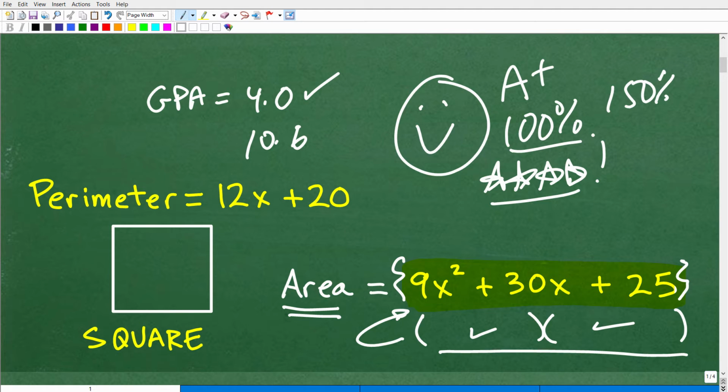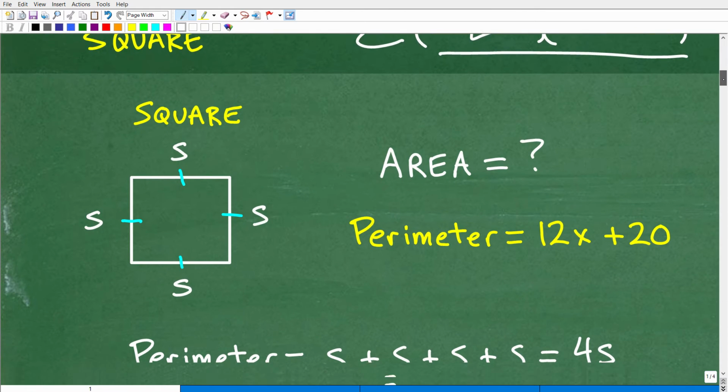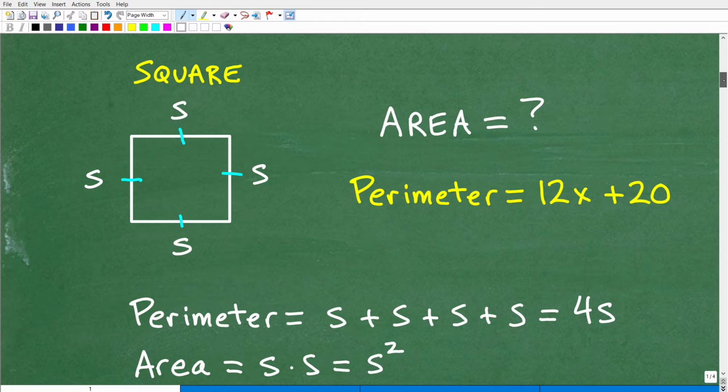Let's go ahead and get into the solution to this problem. All right, so here we go. Here we have a square. And again, we're being told what the perimeter is, but we need to understand what is the perimeter? What does that mean? And let's learn a little bit about a square. Hopefully, you know something about a square. You probably know what it looks like. This looks like a square. But what is a square by definition?